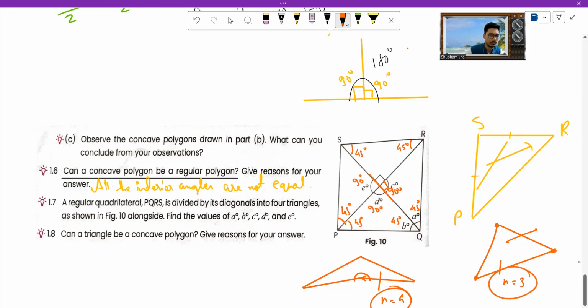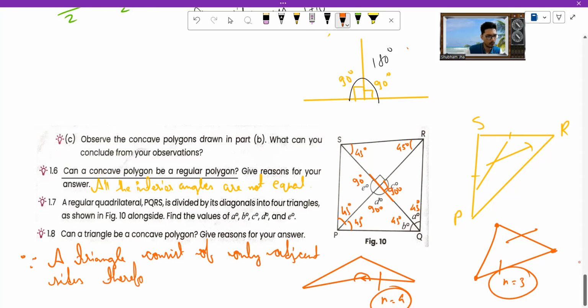You can write the language like: since a triangle consists of only adjacent sides, therefore it is not possible to construct a concave triangle.